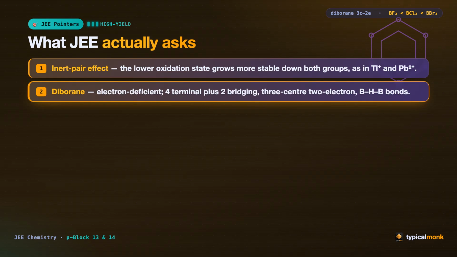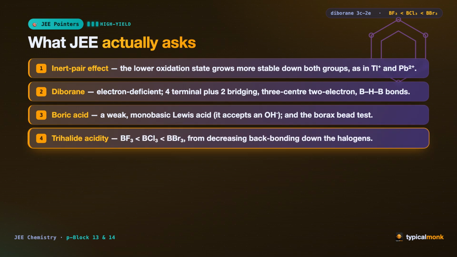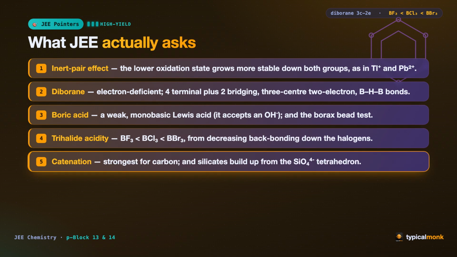2. Diborane is electron-deficient with 4 terminal, 2 bridging, 3 center 2 electron B-H-B bonds. 3. Boric acid is a weak, monobasic Lewis acid. It accepts a hydroxide ion, and there is the borax bead test. 4. The trihalide acidity runs boron trifluoride, less than boron trichloride, less than boron tribromide, from decreasing back bonding. And 5. Catenation is strongest for carbon, and the silicates build up from the SiO4 tetrahedron.